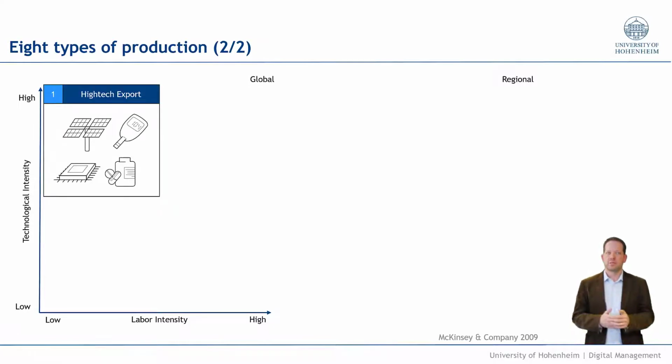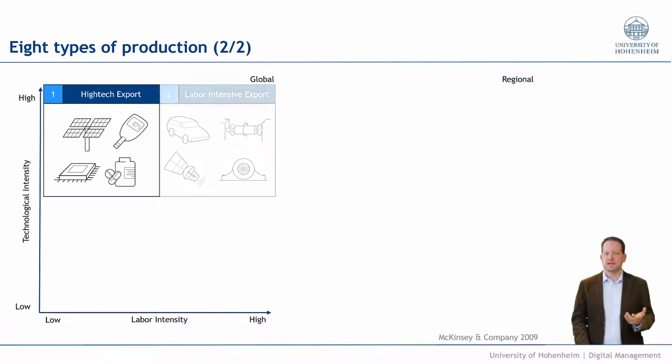Let's start on the upper left with the high-tech export. Typical examples are photovoltaic, medtech, pharma, or microelectronics. These are products which are usually rather high in R&D, both for the product and for the production process, but which are also highly automated in the production process, meaning low labor intensity.